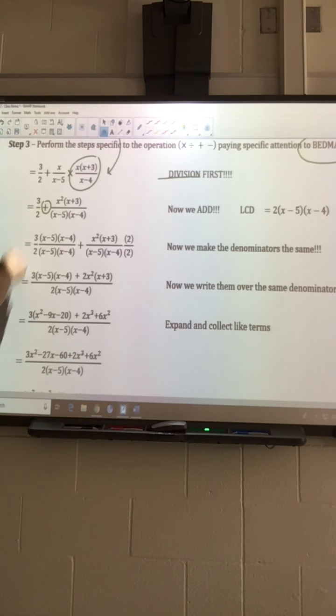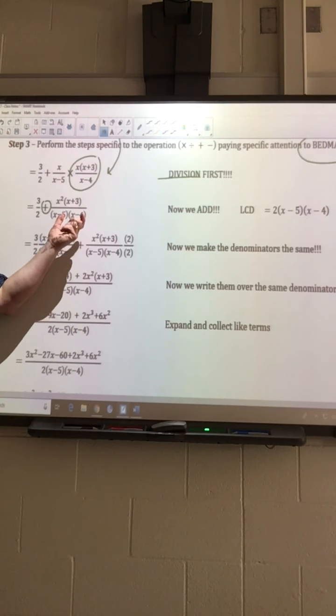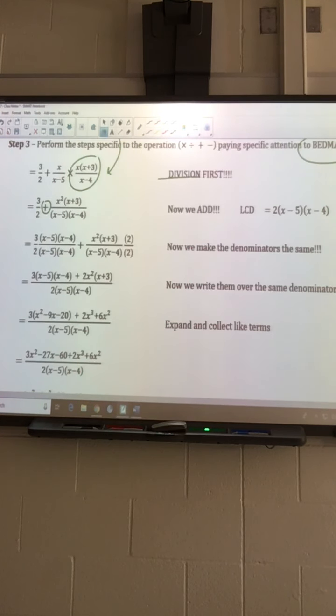So now we add. So when we add, we build our lowest common denominator. And that's not difficult. Lowest common denominator is a 2, that's the monomial part, and then an x minus 5 and the x minus 4. So it is that one where you just multiply the denominator of one by the denominator of the other one, and that's my lowest common denominator in this case.